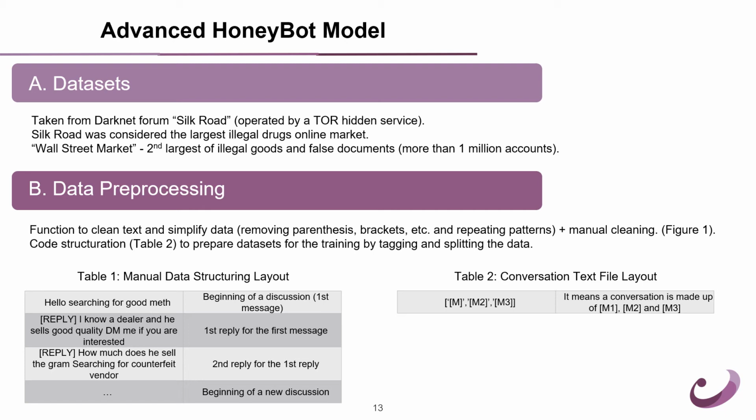For that purpose, we defined a function to clean the text and simplify the data, removing characters. A manual cleaning was done as well to remove the names of dealers and customers, independent discussion or monologue, and the long messages on offers. Data structuring is depicted in Table 1. Furthermore, code structuring was performed to prepare the data set for the training by tagging and splitting the data, as per Table 2. Additionally, 2 text files were created containing the messages and replies respectively.